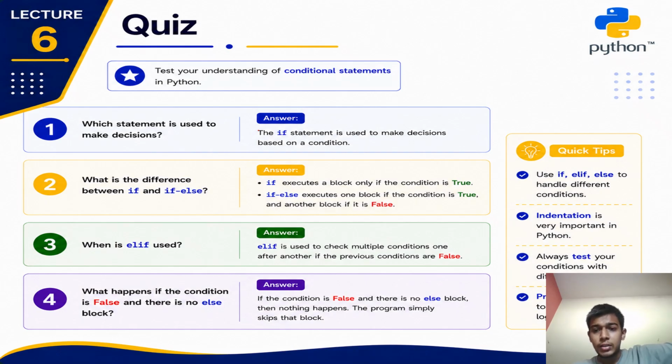Now let's look at the quick tips on the right side. Here you can see the quick tips. The last one is not visible due to my face cam, so I will tell you all. Always use if-elif-else whenever your program needs to make a decision. Remember, indentation is very important in Python.